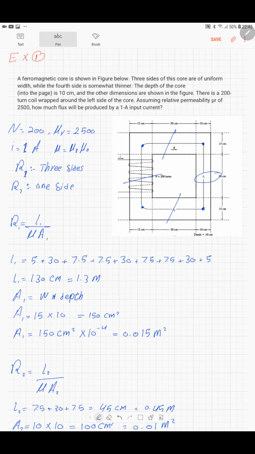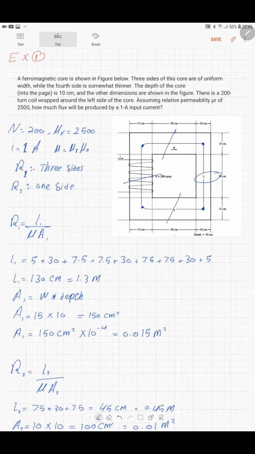Here we have a very simple example of magnetic circuits. In this example, we have three sides of the core of uniform width, while the fourth side is somewhat thinner. The depth of the core is 10 centimeters, and the other dimensions are shown in the figure. There is a 200 turn coil wrapped around the left side.